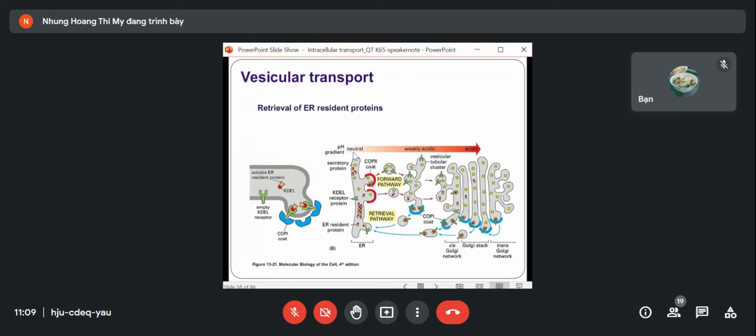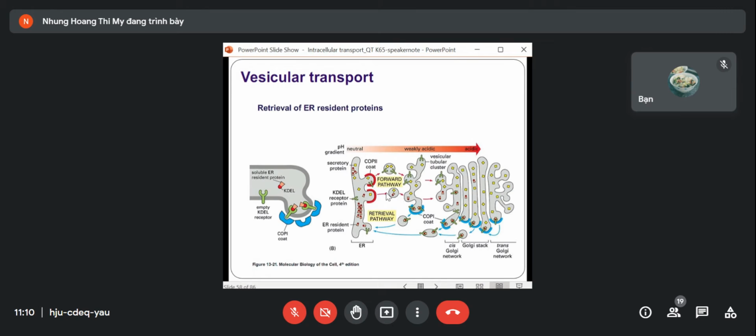Why do I mention the pH value? Because the pH value is involved in the binding of the KDEL protein and its receptor. At neutral pH, there is no binding of the KDEL protein and its receptor, or the binding is very weak. But whenever the pH is acidic, this acidic environment induces the binding of the KDEL protein to the receptor.